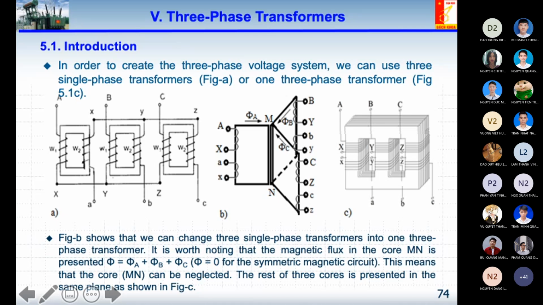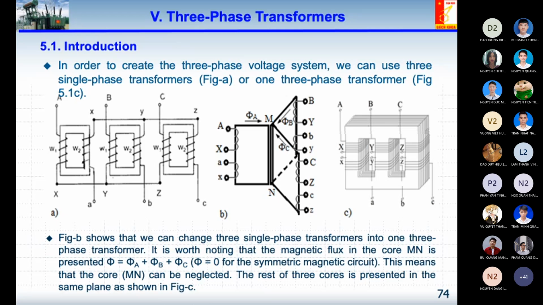If you remember, from the beginning of this course I would like to show you about the single-phase transformer. With three single-phase transformers, we have to match the three single-phase transformers, and then we can connect, for example, phase A, phase B, and phase C in delta or in star, depending on the type of electrical system.